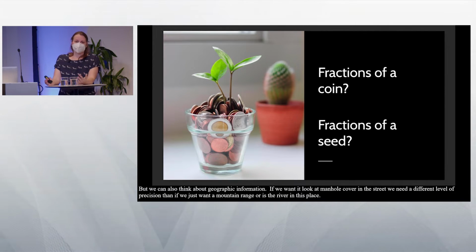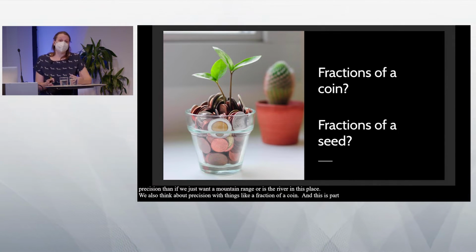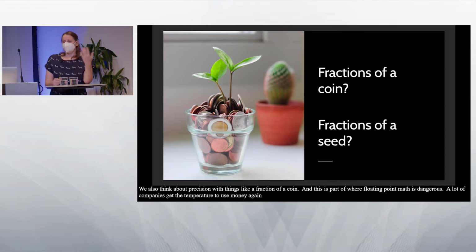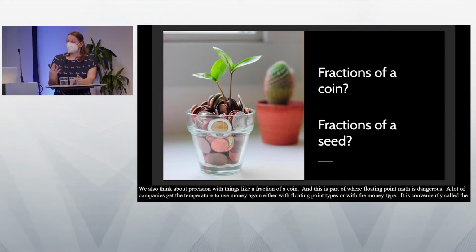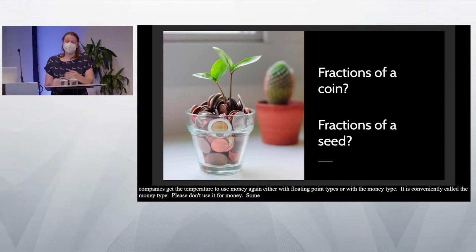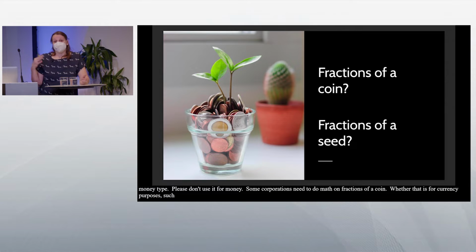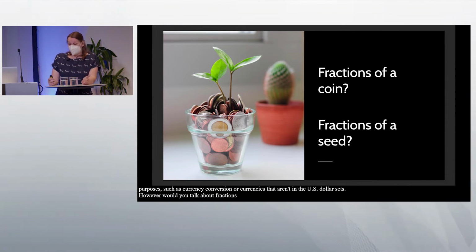We also think about precision with things like a fraction of a coin. And this is part of where floating point math is dangerous. A lot of companies get the temptation to use money, again, either with floating point types or with the money type. It is conveniently called the money type, but please don't use it for money. Some corporations do actually need to do math on fractions of a coin, whether that is for currency purposes, such as currency conversion, or just currencies that aren't in the US dollar sense. However, would you talk about fractions of a seed for a little tiny plant? Maybe, but not necessarily. So your precision is going to vary depending on your context.